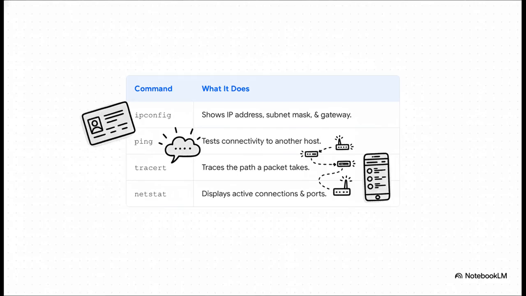These 4 commands right here are the absolute bedrock of network troubleshooting. Think of ipconfig like looking at your computer's network ID card. Ping is basically just shouting hello into the void and seeing if you get an answer back. Tracert is super cool. It shows you the exact path, router by router, your data takes across the internet. And netstat, well, that's like looking at your computer's call log, showing every single connection it's making right now.